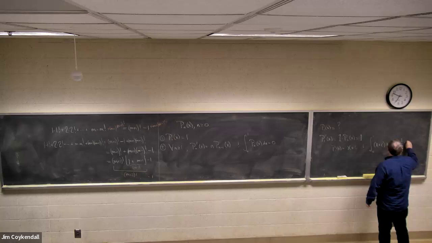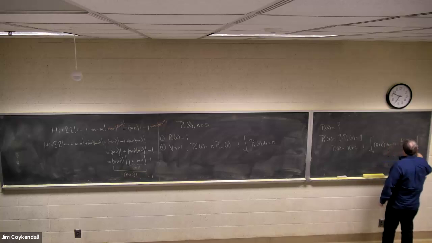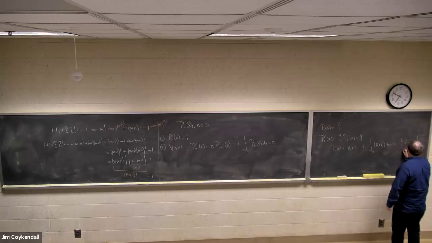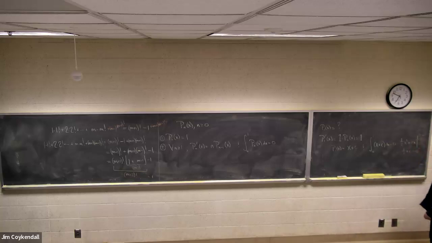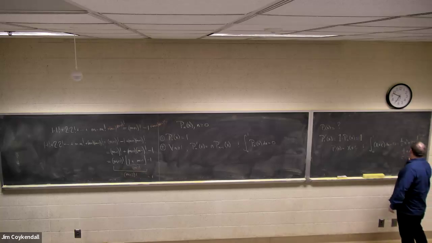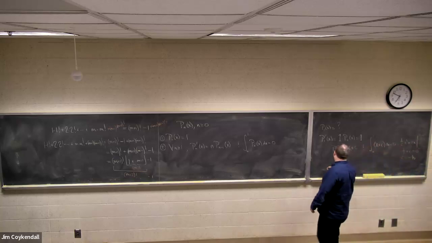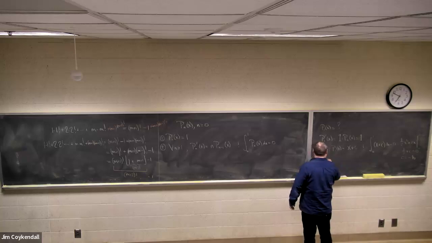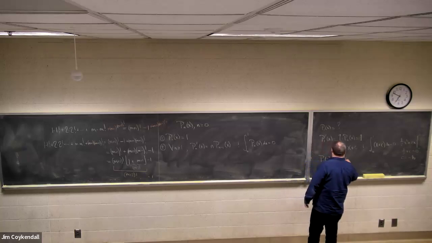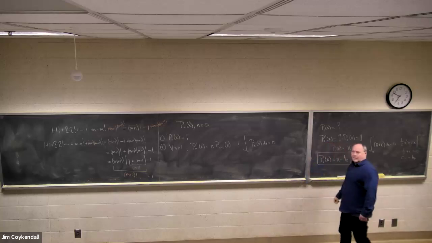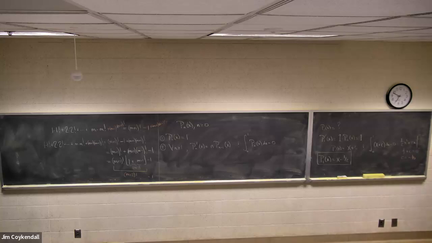So this is 1/2 X squared plus CX evaluated from 0 to 1. So that's 1/2 plus C equals 0. So C is minus 1/2. And I'm going to need this for the second one. Everybody okay with that?